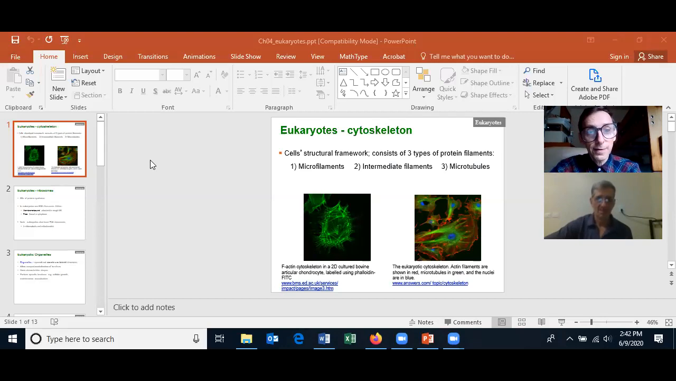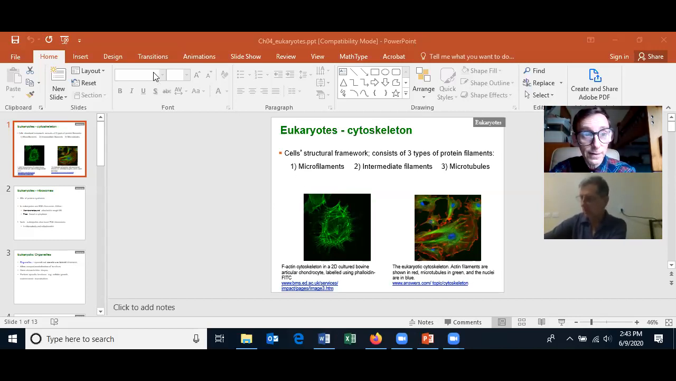So let's talk about some of the structures we find in eukaryotes. The cytoplasm is pretty similar. The only difference being the cytoplasm is the part of the cell inside the cell outside the nucleus. And in bacteria, it's all of the inside of the cell. So that's the only real difference in the cytoplasm. The eukaryotes have a bunch of organelles that prokaryotic cells do not have.